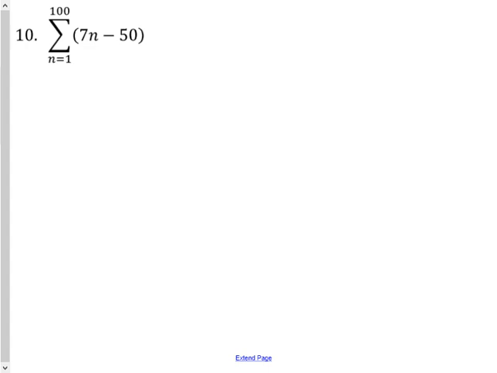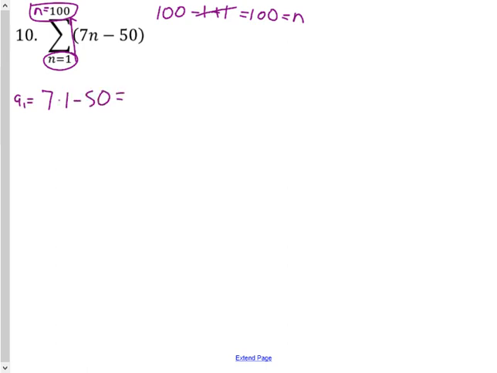1 to 100 of this. Now in this situation, because we start at 1, I can just take n equals 100, because I don't need to do 100 minus 1 plus 1. This just gets me 100. So in this rare occasion where you start at 1, n is 100, first term is 7 times 1 minus 50. 7 minus 50 is negative 43. 100th term, 7 times 100 minus 50. 700 minus 50 is 650.